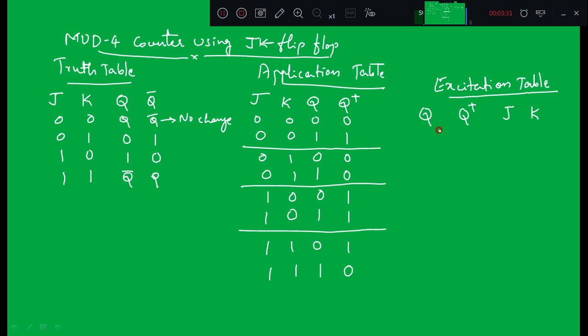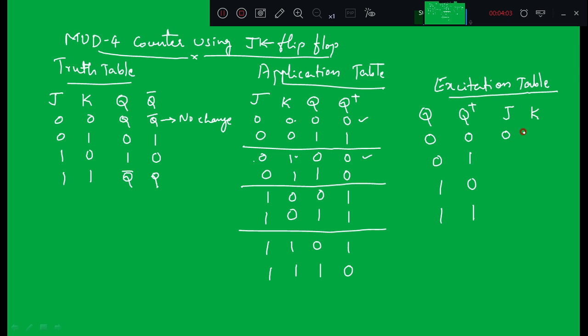So there are two inputs Q and Q plus. We can write total 4 combinations: 0 0, 0 1, 1 0, 1 1, right? So these states we are going to identify in this application table. So 0 0 here, right? So what are the values of J? For this combination, J is 0, and here also J is 0, so J I will write as 0. Now K is 0 and K is 1 here, right?